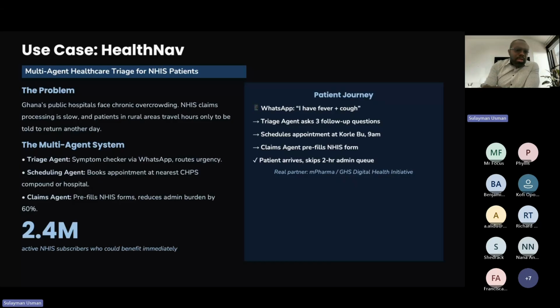It can be a pilot project. Let's say we just start with one of our biggest or medium-sized regional hospitals. Then we build from there, expand, and grow. We have about 2.4 million active health insurance subscribers. This is huge. Just imagine what processing all this paperwork will be like. So this is something we have to look into, to see how we can use AI, or different forms of agents, to help mitigate the issues in our health sector.